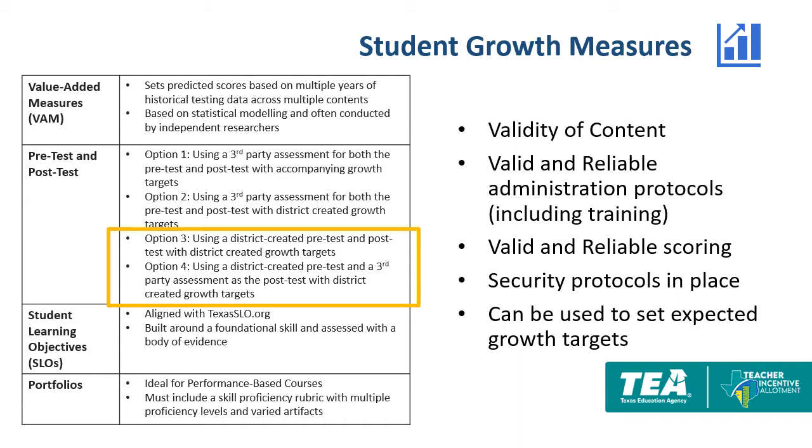During this presentation, you will hear me refer to option 3 or option 4. In the pre-test, post-test tab of the application, districts will choose which option they want to select. Let's take a moment and read these options. Regardless of the option that districts choose, the student growth measure must have validity to the content and have valid and reliable administration protocols, valid and reliable scoring protocols, security protocols in place, and be used to set expected growth targets.